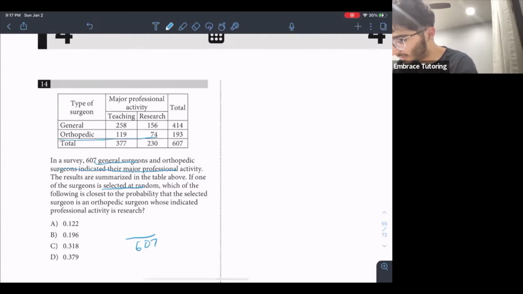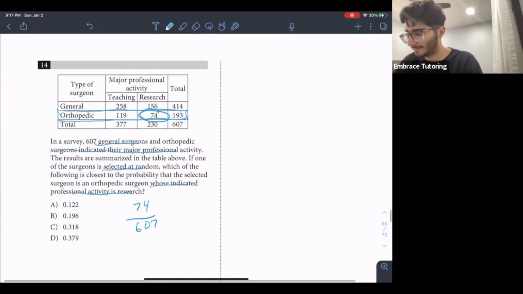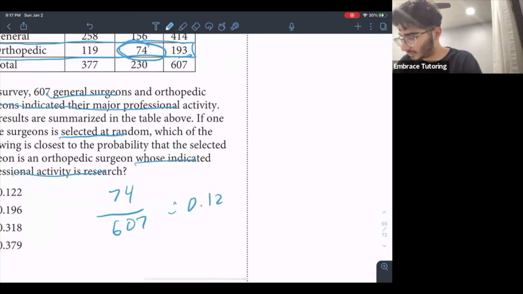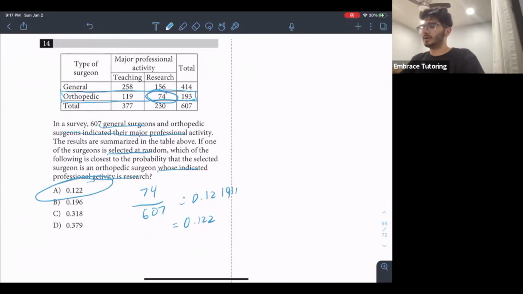So it's in this category right here. Whose indicated professional is research. So there would be this category alone. So it'd be 74 over 607. If we put that into our calculators, we get 0.121911, which is 0.122, just choice A.